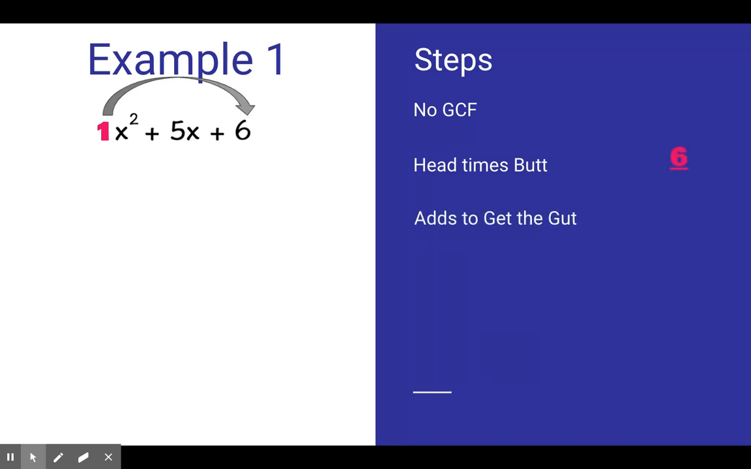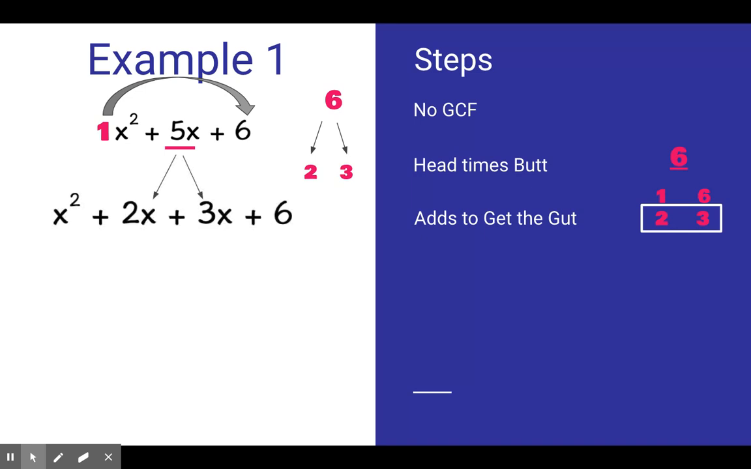Okay, I want all of my factors of 6 that add to the gut, which would be 5, that middle number there. So here are all my factors, 1 and 6 and 2 and 3. The only ones that add to give me 5 are 2 and 3. So those are the terms I'm going to use to split my middle term up. So then I split 5x up into 2x and 3x. I'll bring down the x squared and the 6.